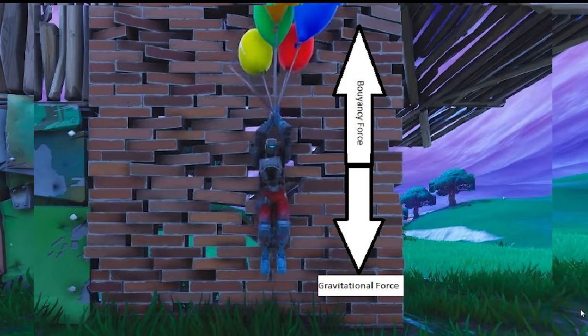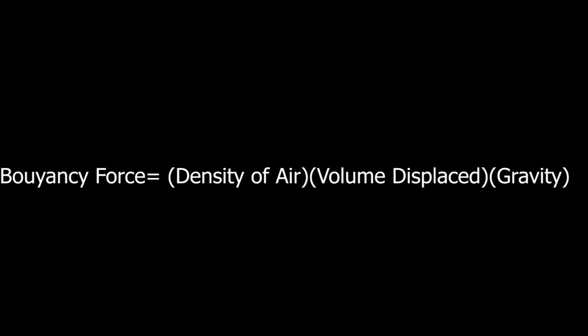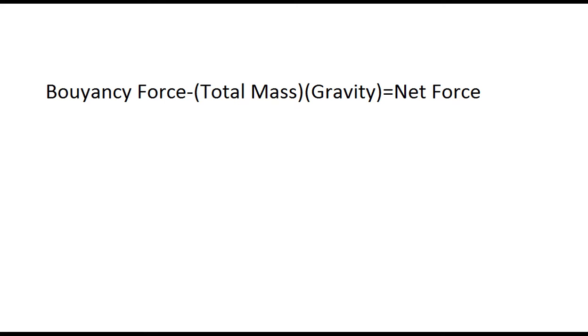We'll simplify this as much as possible, but essentially we just have a balloon, a person, and the gravity acting on the person in the balloon, and the buoyancy force that's going to be pulling us up. The buoyancy force is equal to the density of the air that the object's in, times the volume that it's taken up, so in this case our balloons, and the acceleration of the planet. So we can actually rewrite this as the buoyancy force minus our total mass times gravity equals our net force.